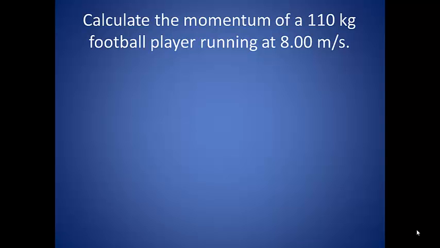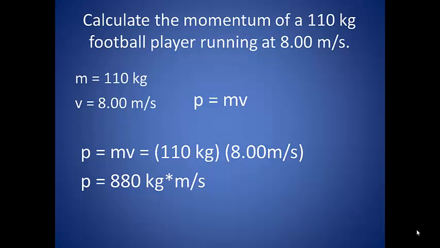Let's look at an example. Calculate the momentum of a 110 kilogram football player running at 8 meters per second. We know the mass of the player to be 110 kilograms, and we know the velocity to be 8.00 meters per second. This works well because our formula for momentum is mass times velocity. When we plug in our numbers, we end up with a momentum of 880 kilograms times meters per second.